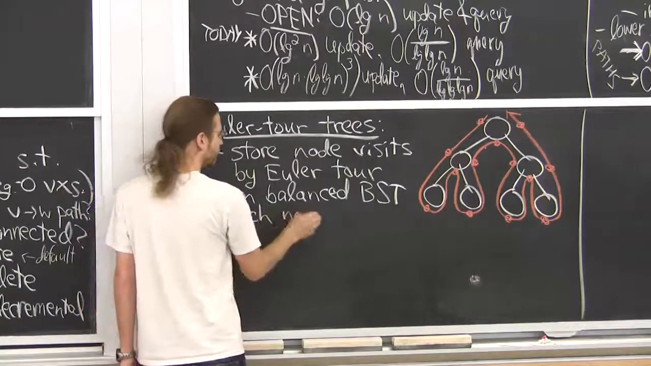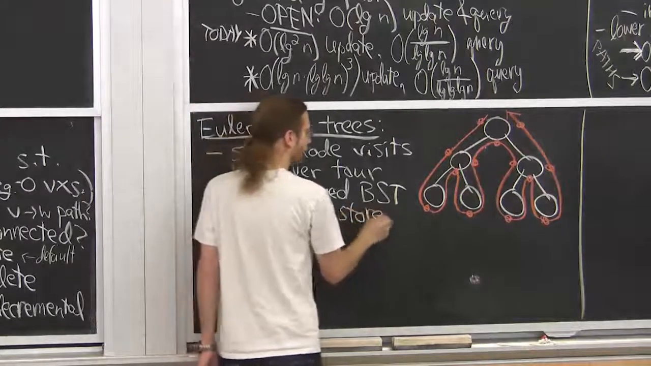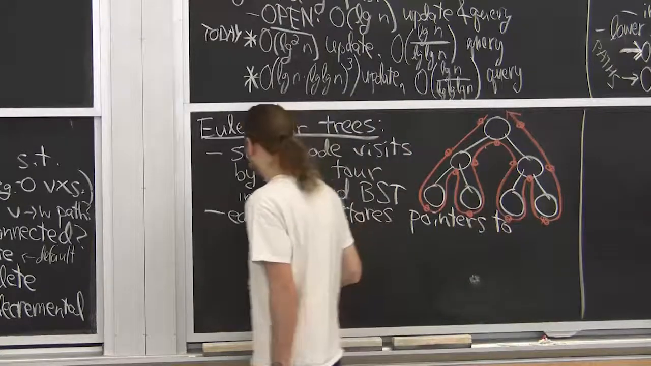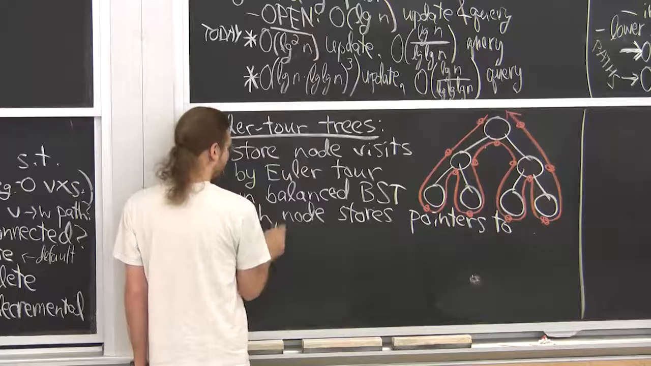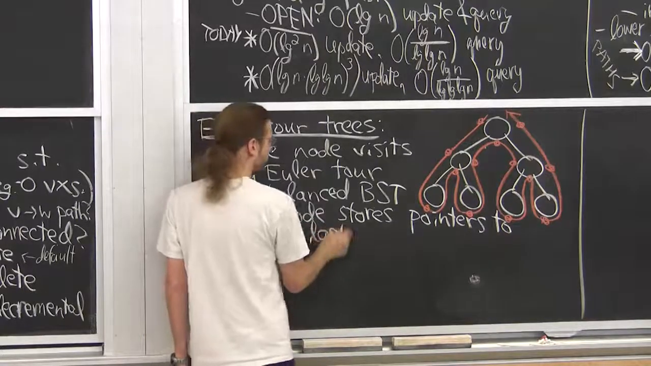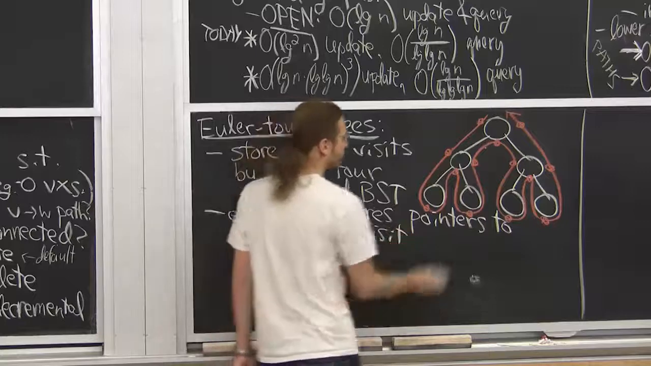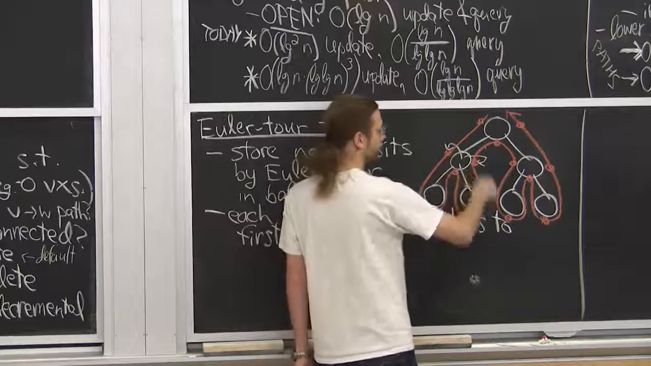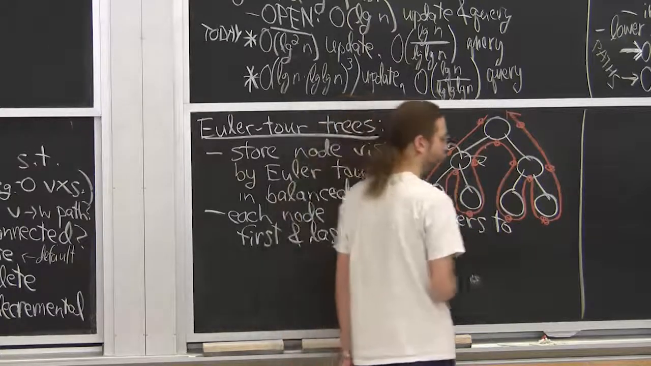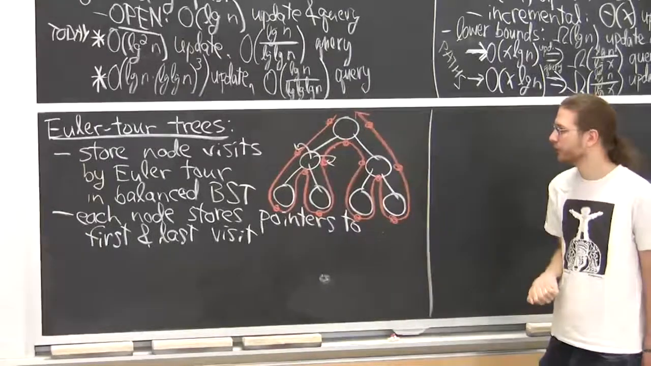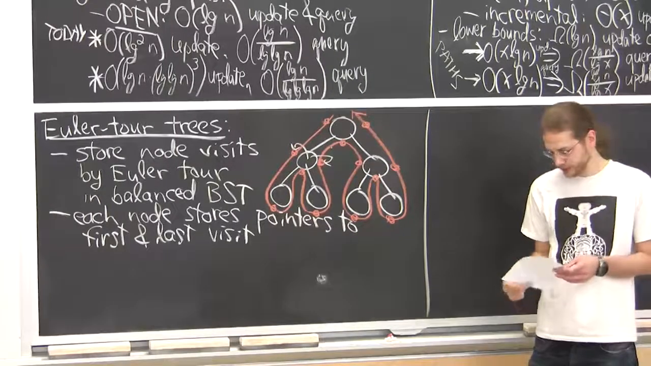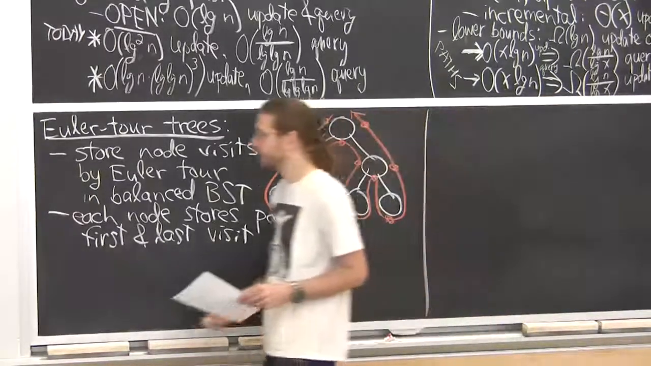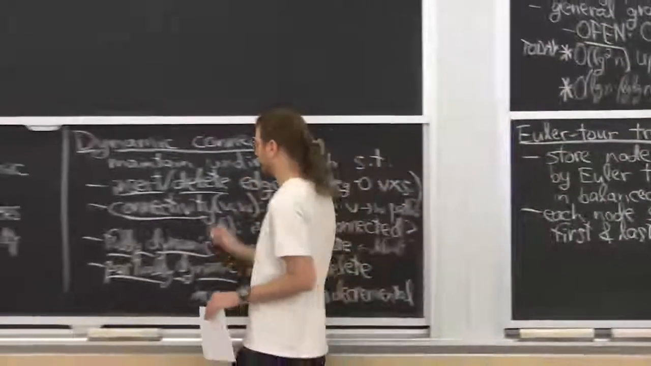Each node stores two pointers into this structure, to the first and last visit. So this node has a pointer to its first visit and its last visit along this structure. It doesn't keep track of any middle visits because there could be a lot of those. We just want to have a constant number of pointers. This is going to be a pointer machine data structure just like link-cut trees. Okay, so let's see. How do we solve our operations, inserting and deleting of edges and connectivity?